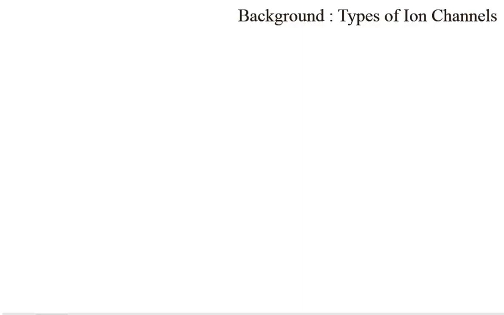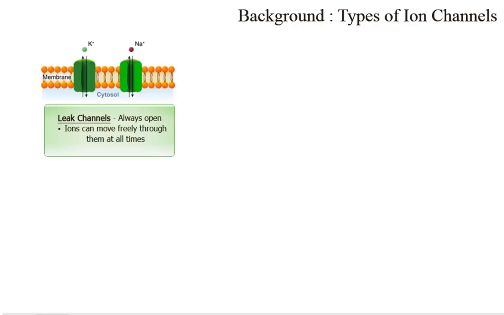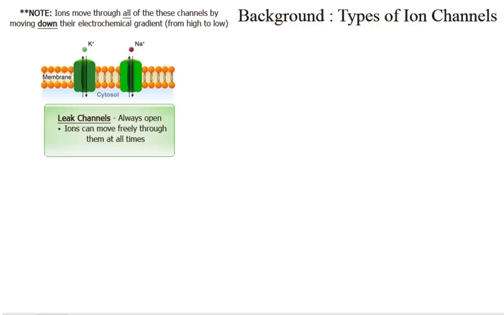The first type of channel is a leak channel, and as the name suggests, these channels are always open, meaning that ions can always leak through them. Ions will move down their electrochemical gradient, and so we'll talk about specific ions and electrochemical gradients a little bit later on.